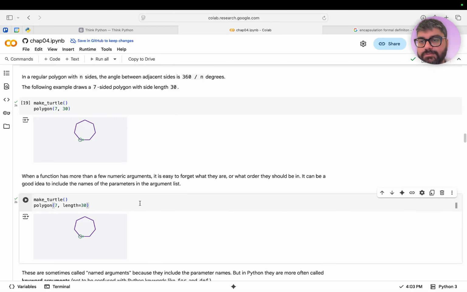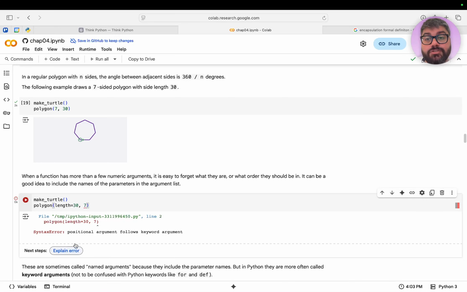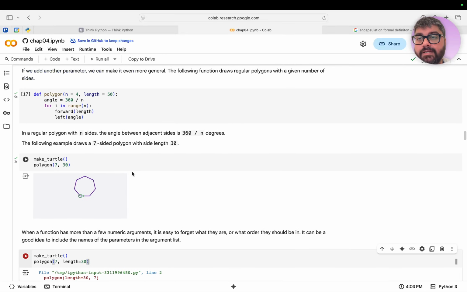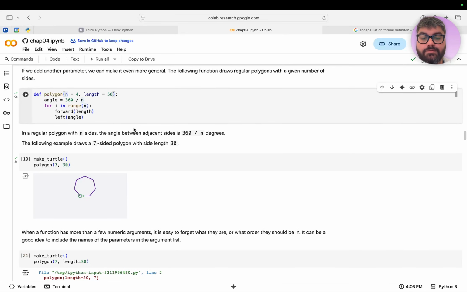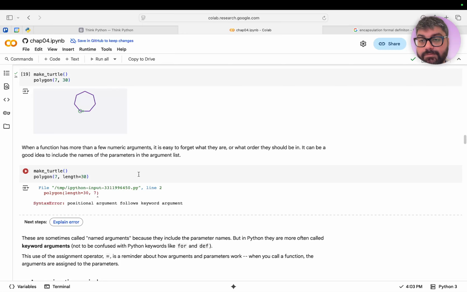But I can't do this. So 7, see, that will be positional argument follows keyword argument. So if you're going to give a mix, you're going to want to always do your positional arguments first, right? And also the person who writes the function can enforce that all the arguments need to be given as keyword arguments by putting star at the beginning. So all the arguments are now keyword arguments.